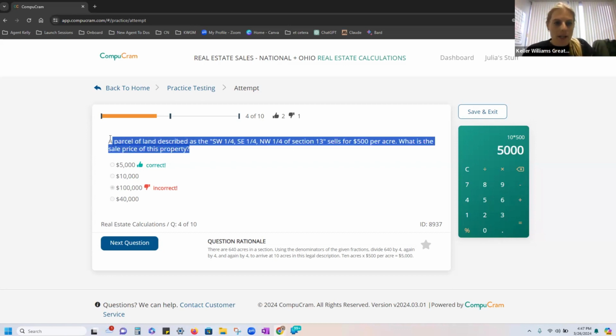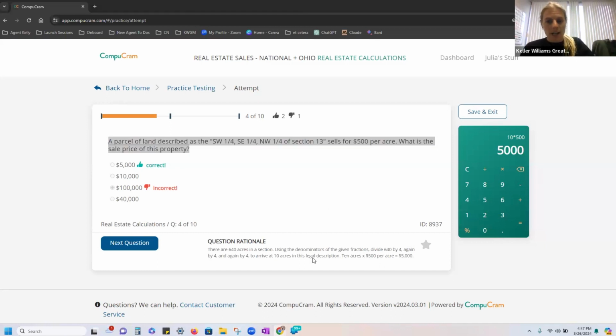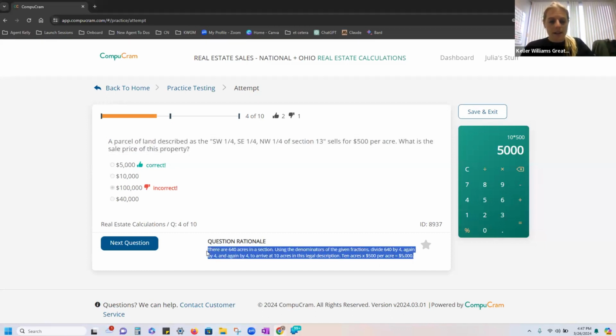All right, good job, guys. That was a tough one. I completely forgot the equation for that one. So there's 640 acres in a section.